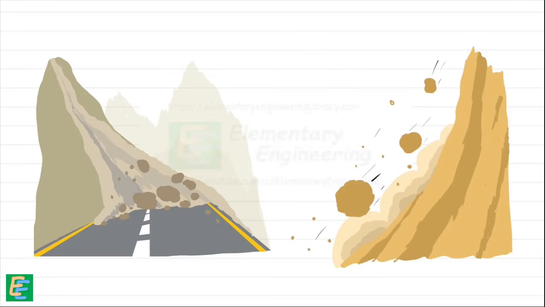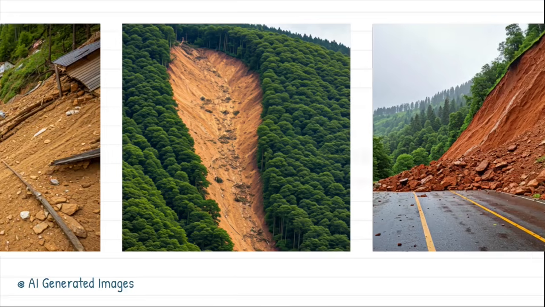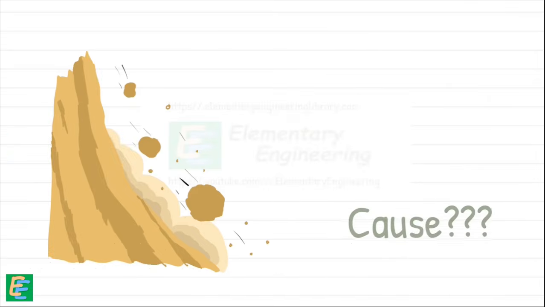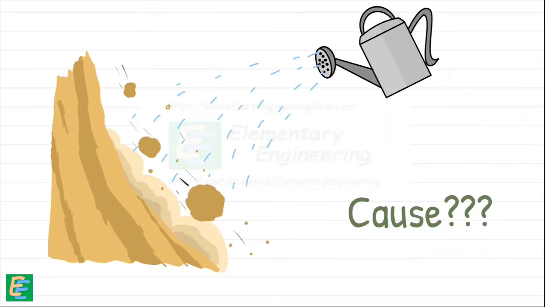We have seen such images, not only the cartoon ones like these, but the real ones too. Landslides are a frightening reality that can strike without warning. But what causes these natural disasters to happen? And why do they seem to occur more often during the rainy seasons?